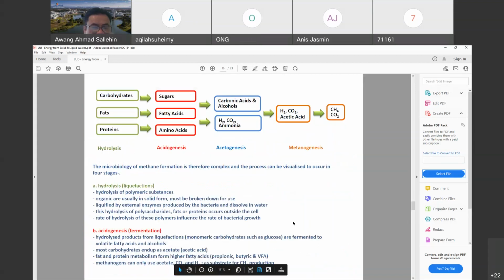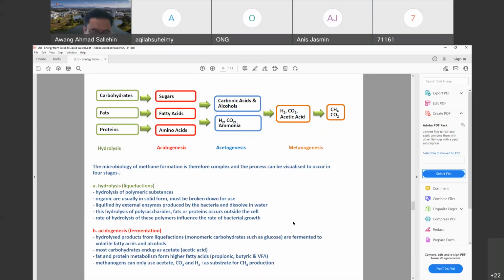So if you look into the process itself, the microbiology of methane formation is quite complex. You have hydrolysis, the biodegradation of the macromolecules, the carbohydrates, the fats, the proteins, into simple molecules, micromolecules, the sugars, the fatty acids, as well as the amino acids. So it undergoes different processes, and then production of carbonic acid as well as alcohol, and at the same time it produces hydrogen, carbon dioxide, as well as ammonia.